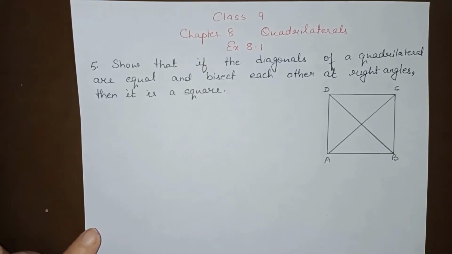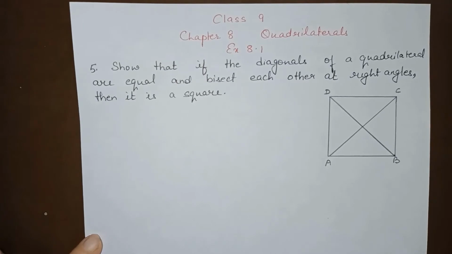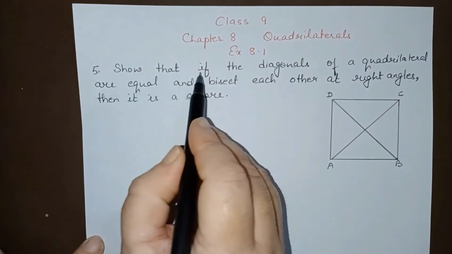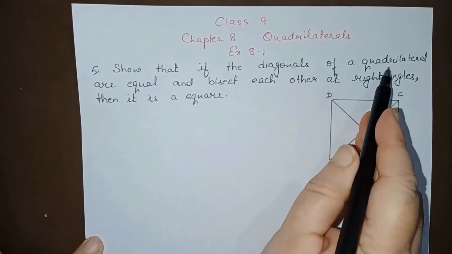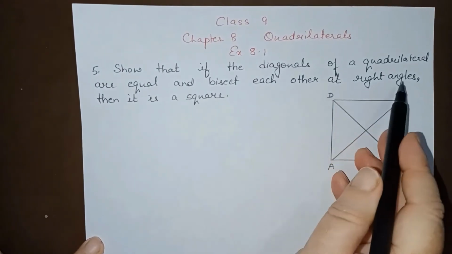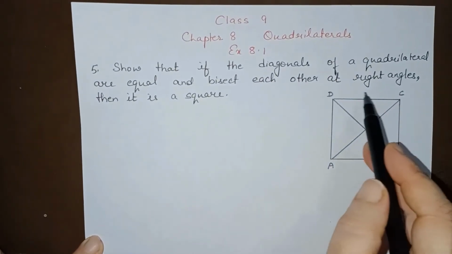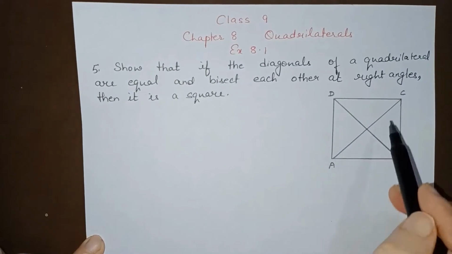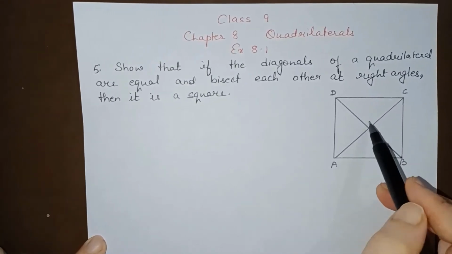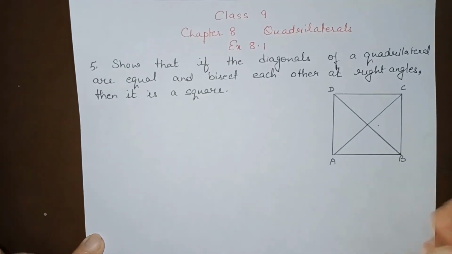Hello everyone, today we will do class 9th chapter 8th quadrilaterals exercise 8.1 question number 5. Show that if the diagonals of a quadrilateral are equal and bisect each other at right angles, then it is a square. Now it is given that it is a quadrilateral in which the diagonals are equal, they bisect each other at right angles, and now we have to prove that it is a square.